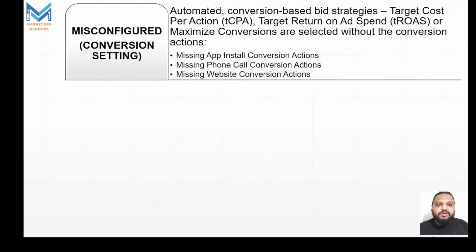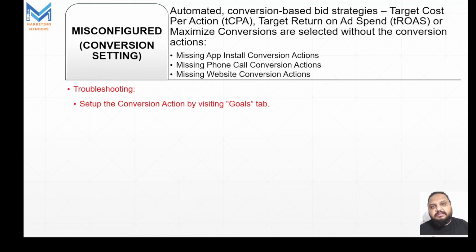So if you are getting this error, misconfigured conversion setting, you just have to create the conversion action by visiting the goals tab. Go to the Google Ad screen, and there you will find the goals option, and from there you have to create different conversion actions. If it is related to installation of the app, then create an app install conversion action. If it is related to getting more phone calls for your business, then a phone call conversion action. And if it is related to any event happening on your website which is marked as a conversion, then create a website conversion action.